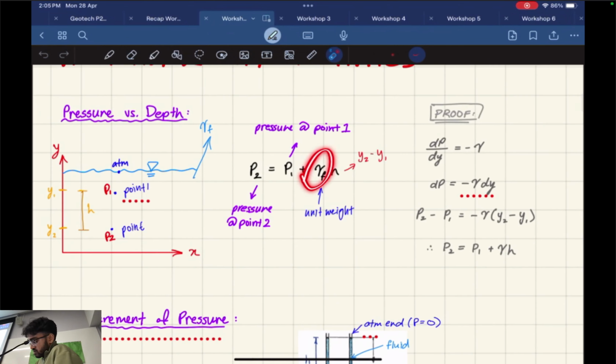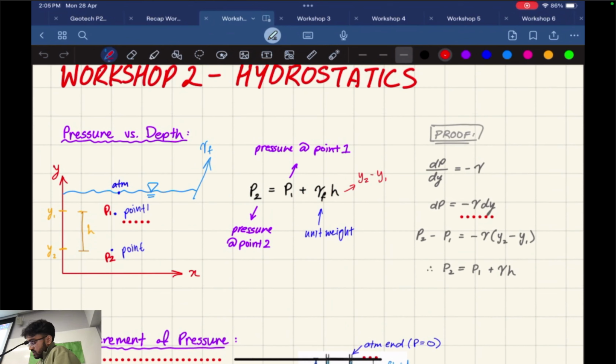Unit weight, there's a few ways you can find unit weight. If they give you SG, which is our specific gravity, let's say 0.9, we know that SG is the unit weight of the fluid divided by the unit weight of water. We already know what the unit weight of water is. It's on the formula sheet, I think. But it's 9,810 in most cases, unless specified otherwise. Then you just rearrange for gamma, the unit weight of the fluid, so you get 0.9 times 9,810, something like that, for example. Or they just give it to you.